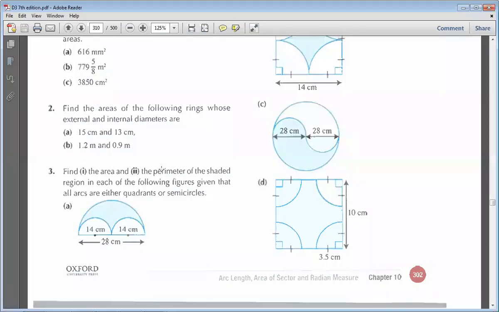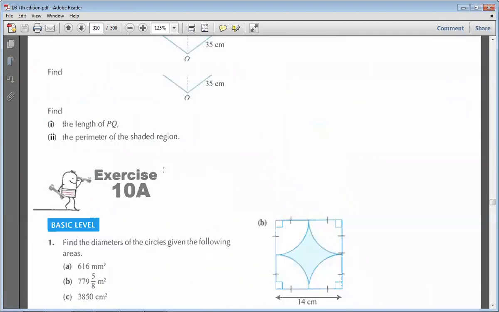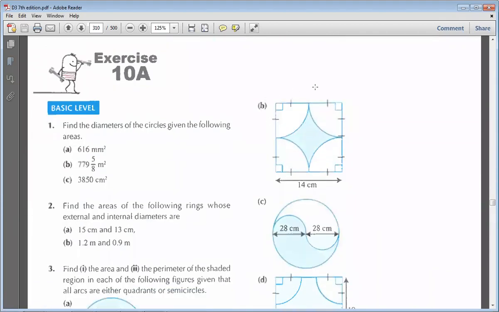Okay, so let's have a look at the next question. Question number 3B part. This is that diagram. This is 14, and this is 14. This side is also 14. This side is also 14.